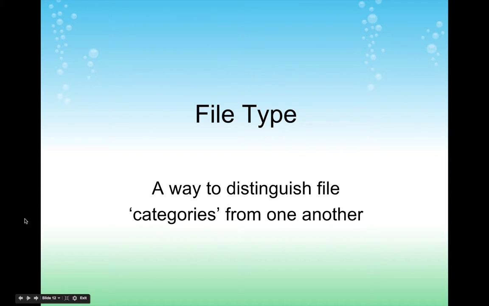Well, file type is how you can distinguish one kind of file from another on the computer. And there are different ways of doing that. On your computer, when you put a file on your desktop, it shows up with a different icon, and that icon is determined by the file's type. And we'll talk about how files are distinguished from one another.